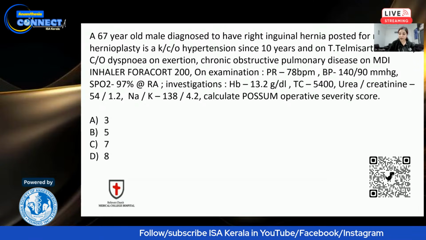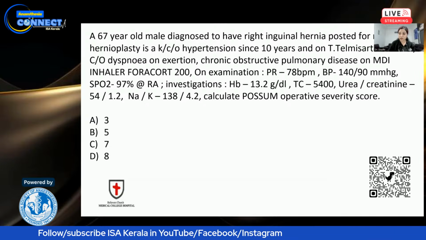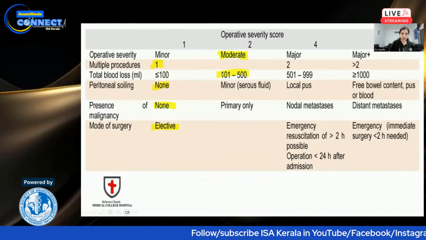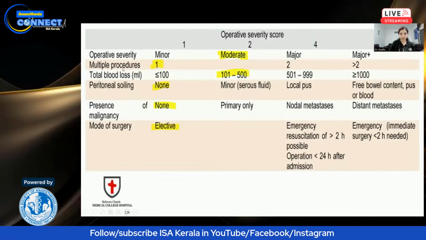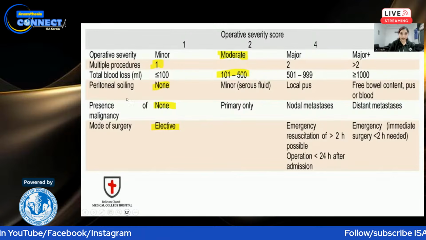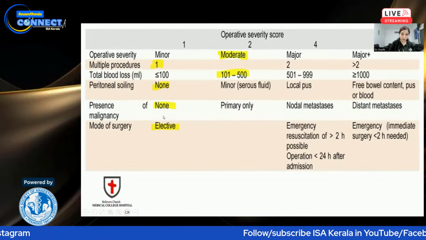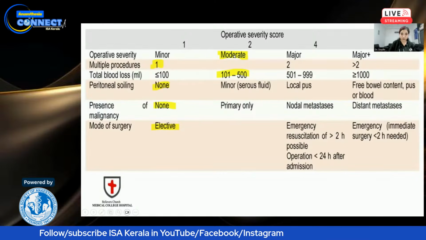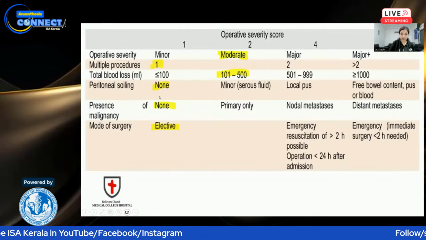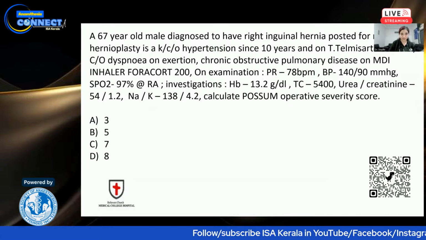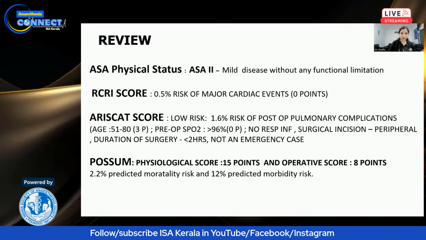Here, I am sharing a Medcalc QR code that will help you to calculate all sorts of risk scores in your daily practice. Here, these are the parameters for operative severity score. In the given case, the operative severity is moderate and the number of procedures is 1. The total blood loss will be between 100 to 500 ml, there is no peritoneal soiling, there is no presence of malignancy, and the mode of surgery is elective. Therefore, the score will be 2 plus 1, 3, plus 2, 5, 6, 7, 8. Therefore, the operative severity score is 8.